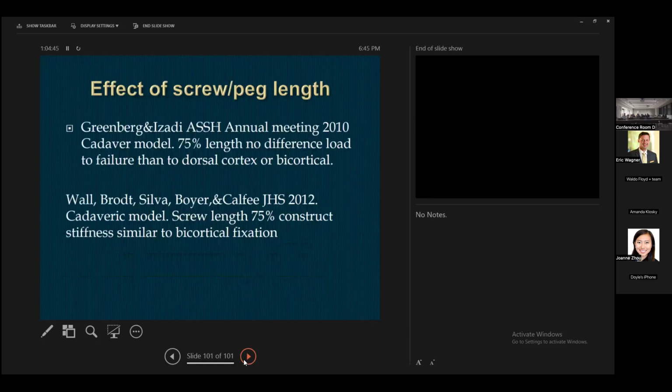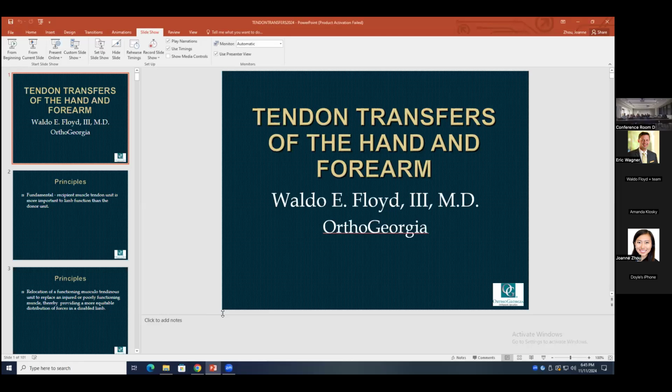And so really, the studies show we really don't have to go tickle the dorsal cortex when we do these cases. All right.